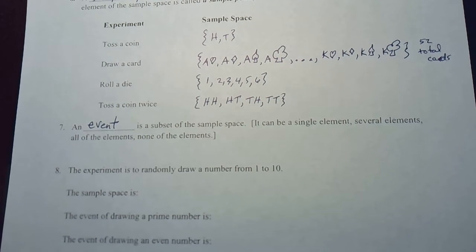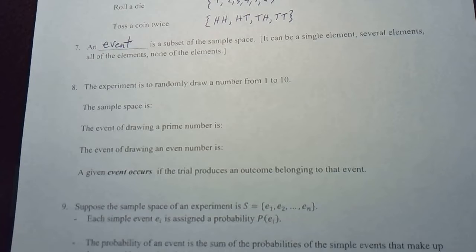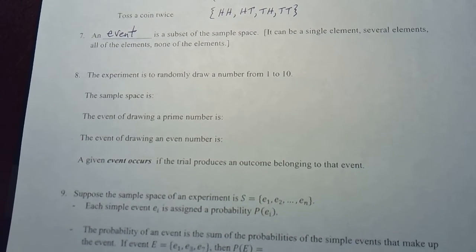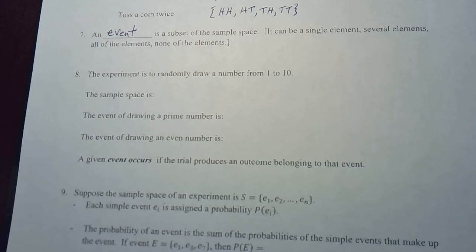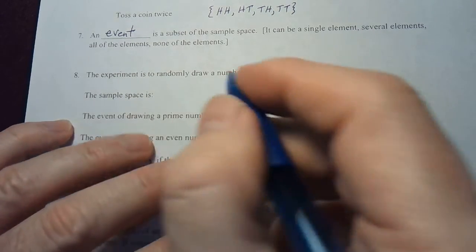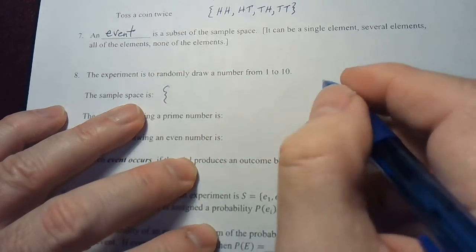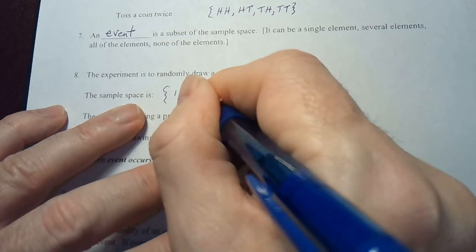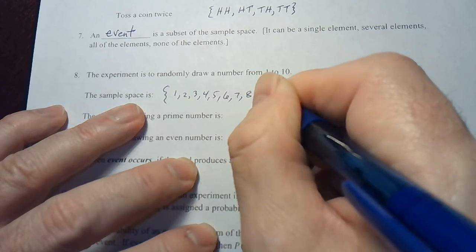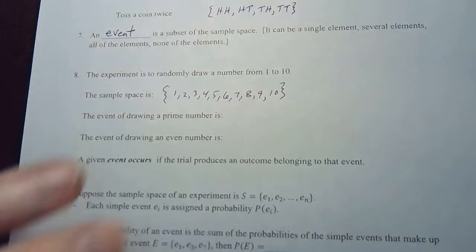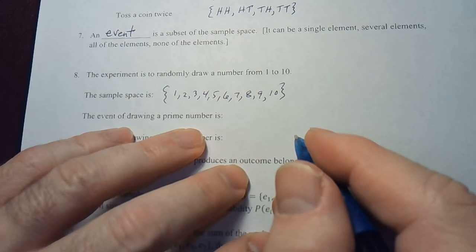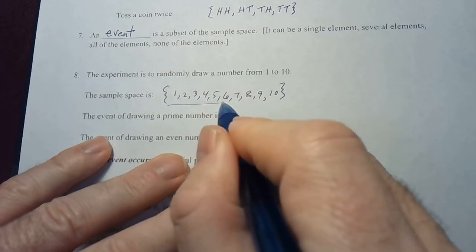So the experiment for number 8 is to randomly draw a number from 1 to 10. If there was such a thing as a die that had 10 sides, it would be rolling that 10-sided die. So the sample space, since we're just going to get one number from 1 to 10, I'll write them all out rather than using the ... notation. That's the sample space.